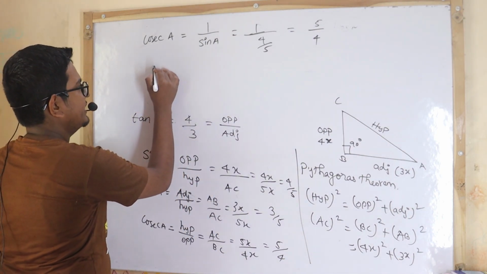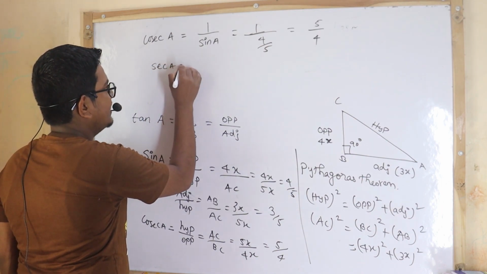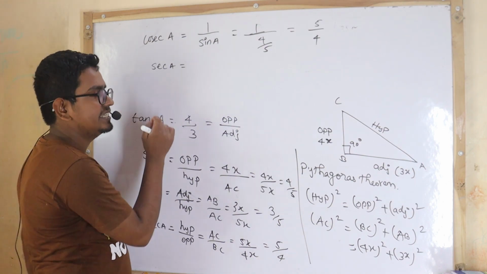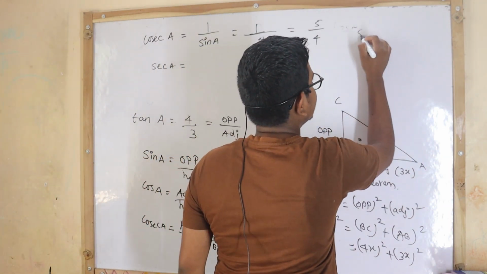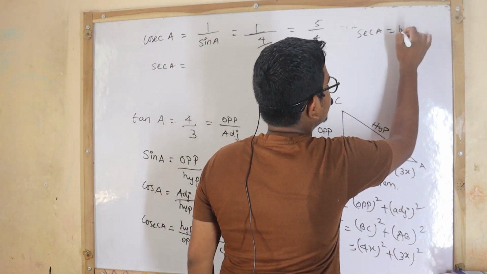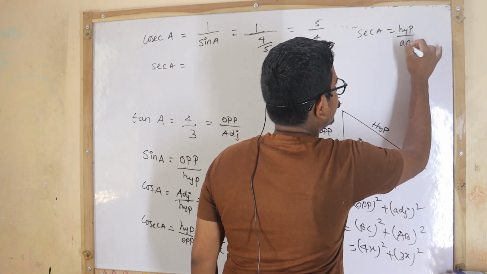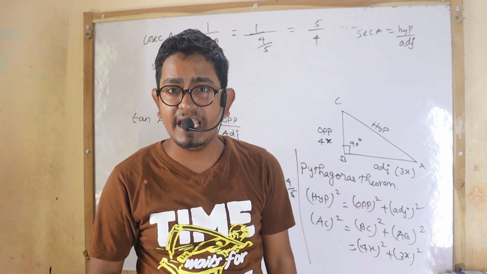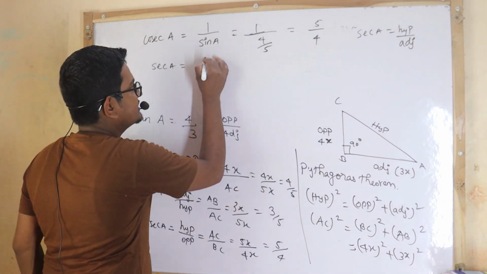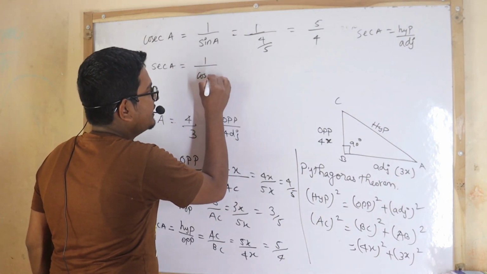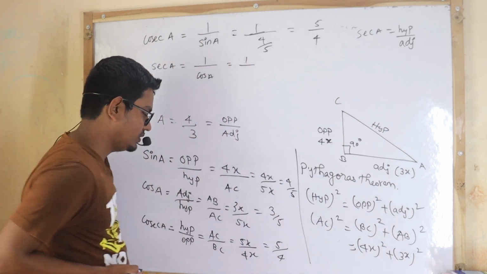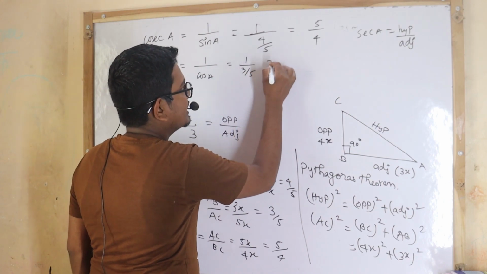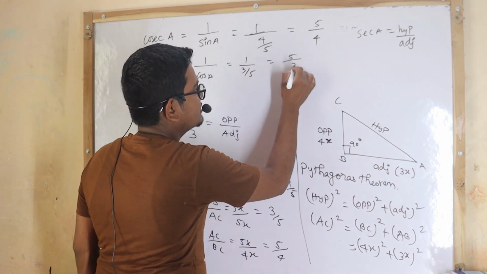Next, secant A. How to find the value of secant A? You can find it by this method: the formula is secant A is equal to hypotenuse upon adjacent. I also gave you another formula for secant A: secant A is equal to 1 by cos A. That is 1 by, what is cos A here? It is 3 by 5. Then it will become 5 by 3.